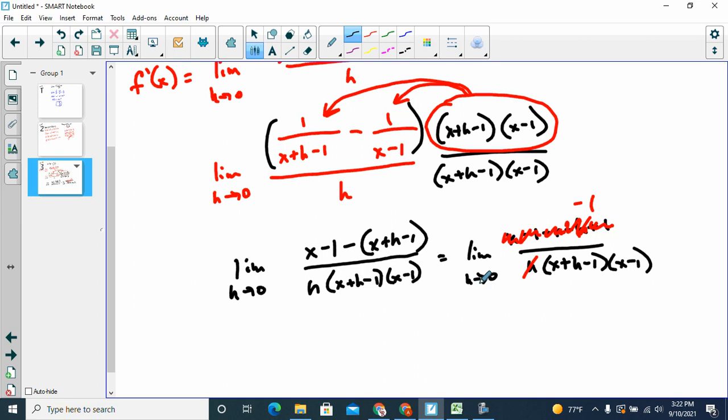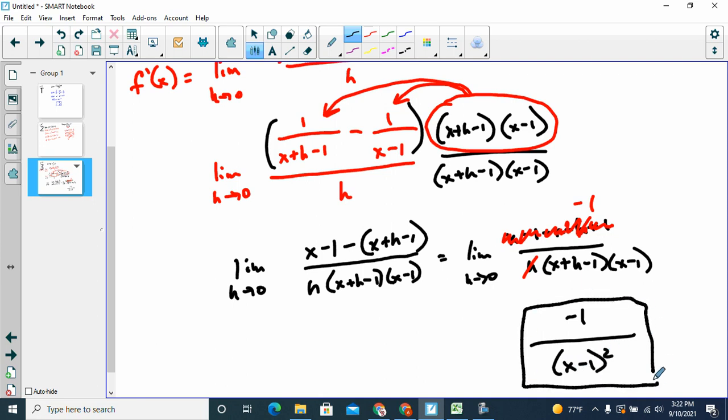Now we can plug in 0 for our h. So on the top, I've got negative 1. On the bottom, I've got x plus 0 minus 1. x minus 1 times x minus 1, which is x minus 1 squared. And that's our answer.